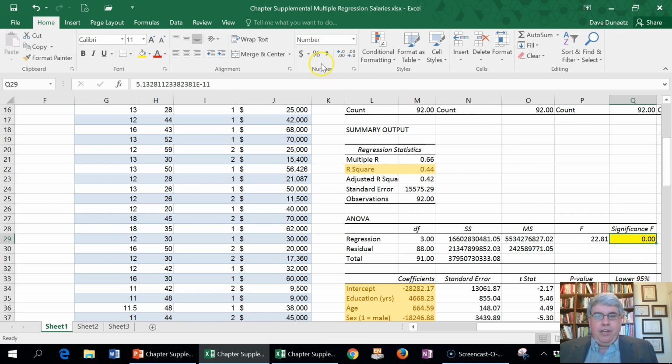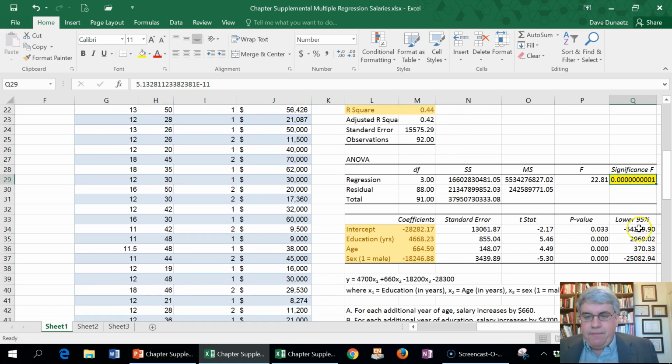It says 0.000. If we add a few decimal places, we'll eventually get some numbers there. So this was a very significant model. There's no doubt about it that, with accounting for 44% of the variation, it was important that it was significant. But now let's look at the specific predictors. We had education, age, and sex, and let's highlight those three because we want to see if they're significant. And we look at the p-value for the three of them, and we see that they are significant.